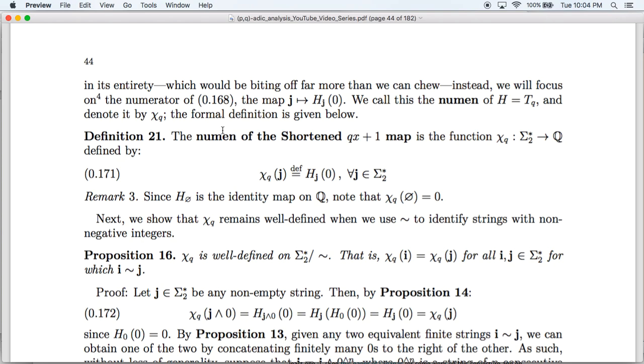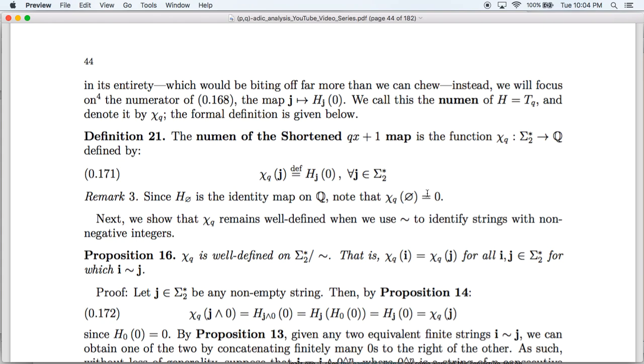So the numen of the shortened qx plus 1 map is the function chi q, which accepts a finite string in base 2 as input and produces a rational number as output, defined by the formula chi q of bold j equals h bold j of 0. Since h of the empty string is the identity map on Q, this tells us that chi q of the empty string is 0. So this is when we view things just in terms of strings.